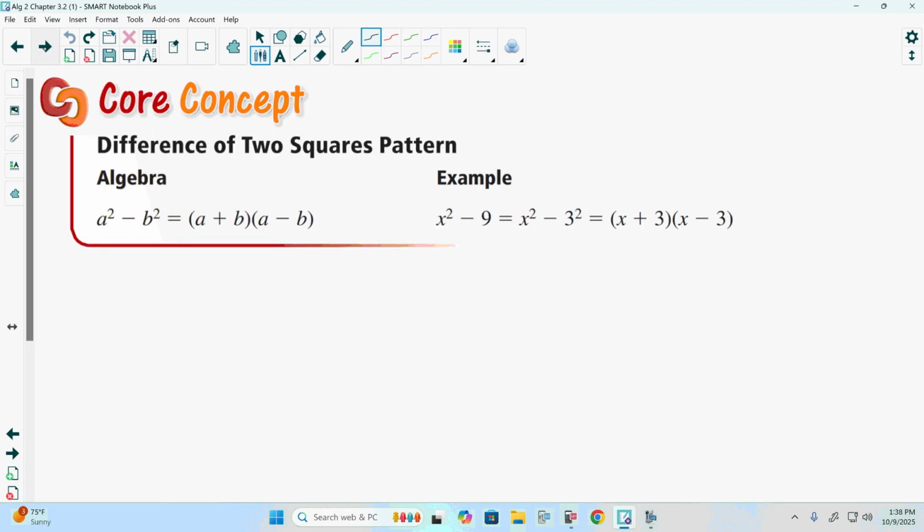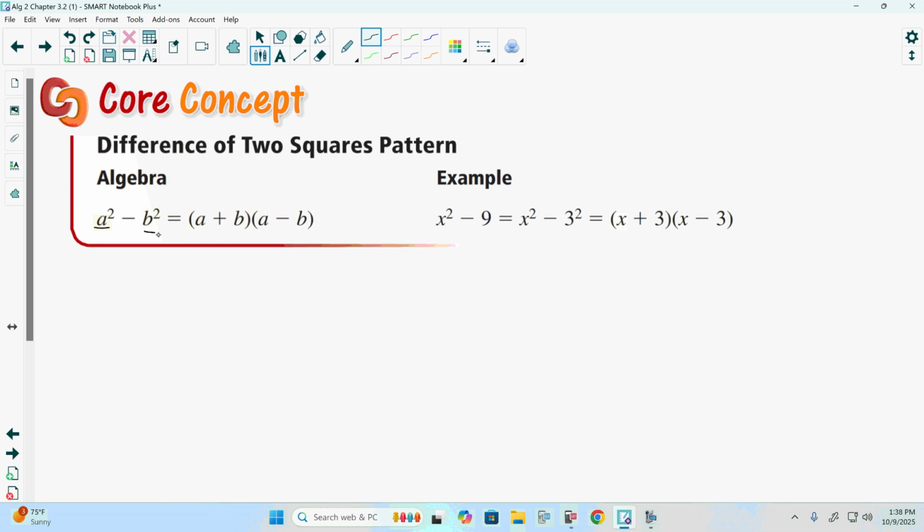What we're looking at today is a special type of factoring, and it's the difference of perfect squares, or difference of two squares. If we have two terms that are perfect squares and they're being subtracted, we can factor it in the form of a plus b times a minus b.